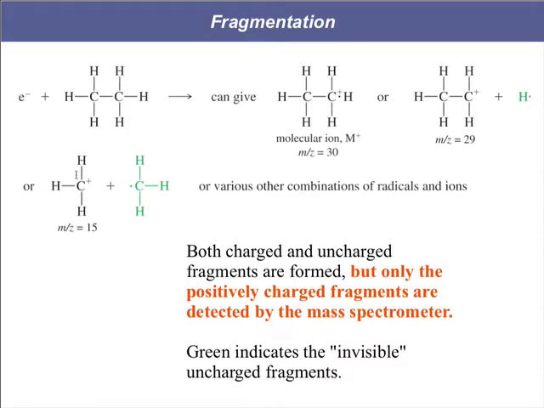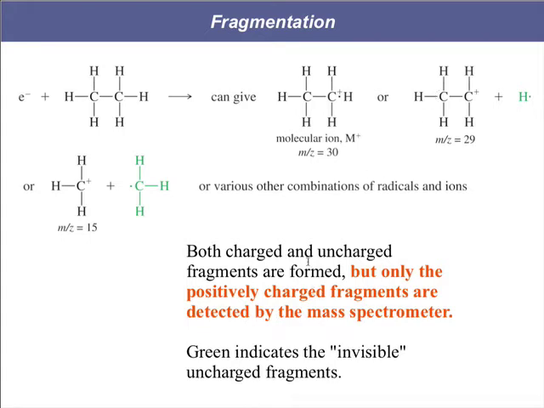Same thing here. When this cleaves, if the electron goes onto the fragment on the right, we'll have a methyl radical and then the methyl cation on the left. Or if the electron goes onto the left, we'll have the radical on the left and the cation on the right. So you can have various other combinations of radicals or cations. The point is that when it fragments, one side gets the radical, the other side gets the cation.